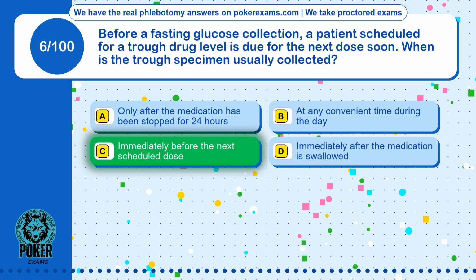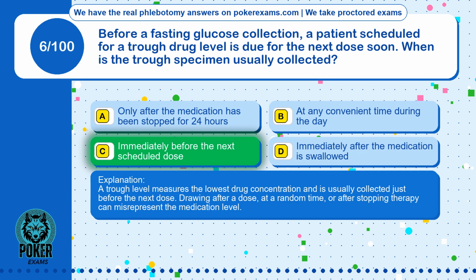The correct answer is option C. Immediately before the next scheduled dose. A trough level measures the lowest drug concentration and is usually collected just before the next dose. Drawing after a dose, at a random time, or after stopping therapy can misrepresent the medication level.